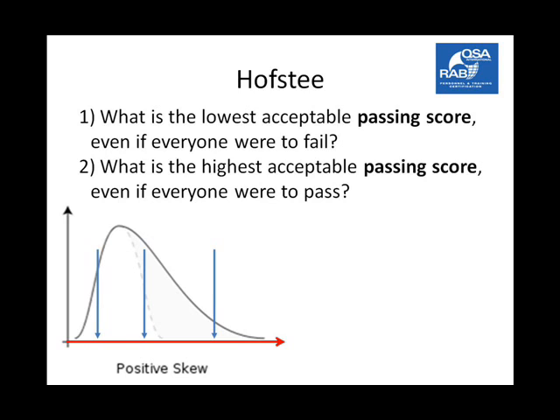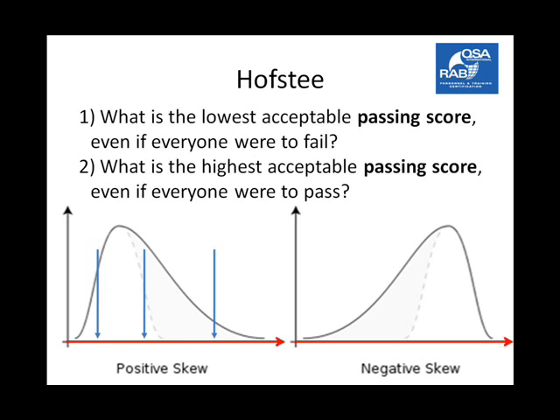The second test-centered question essentially asks if we have a negatively skewed score distribution, like the one shown here on the right, where most of the examinees have high scores, and our passing score results in everyone passing, what would be that highest acceptable passing score? At what point along the score range would you rate the passing score to be your highest acceptable passing score?